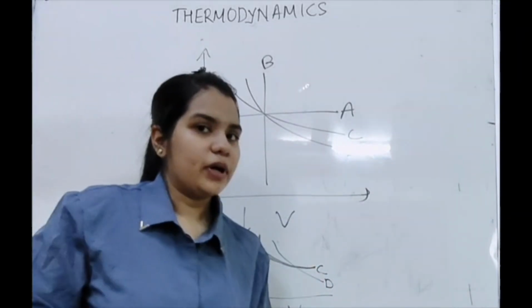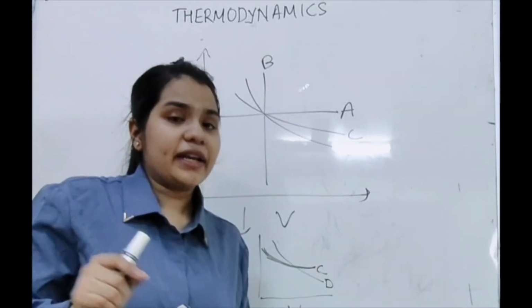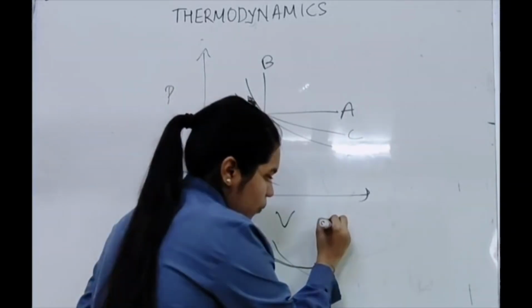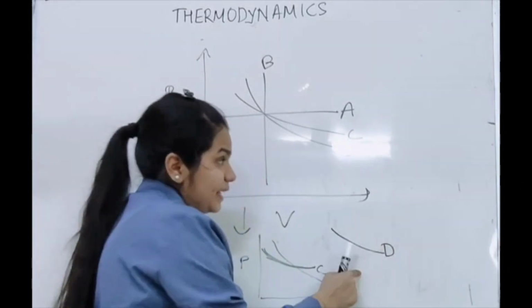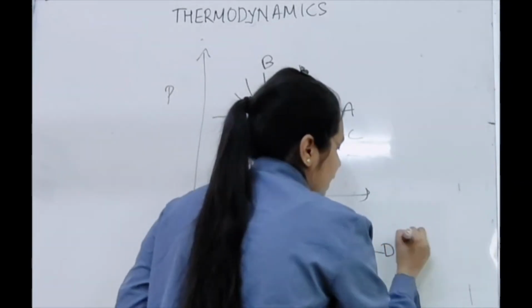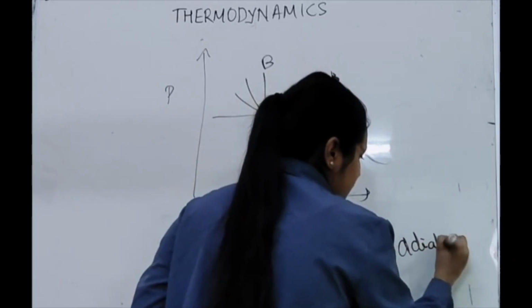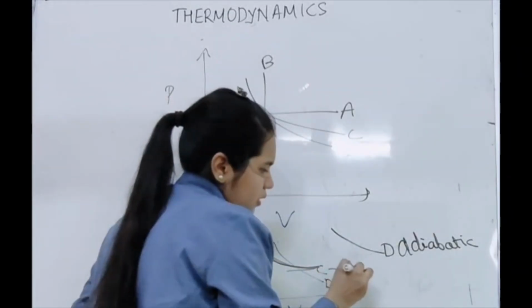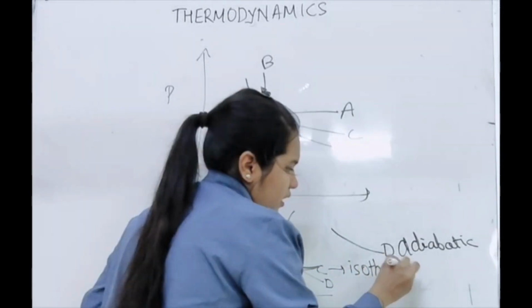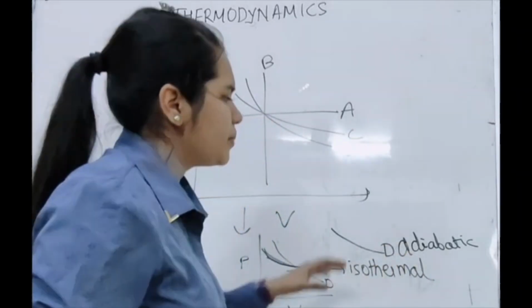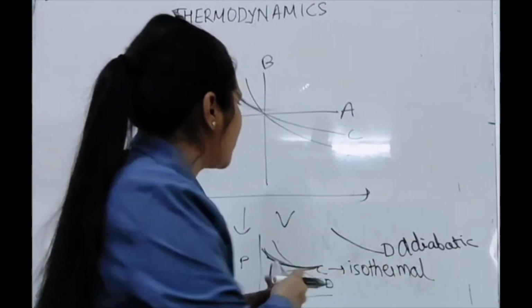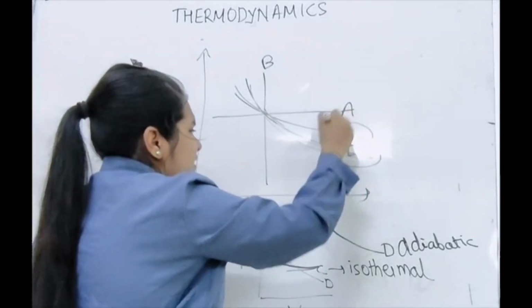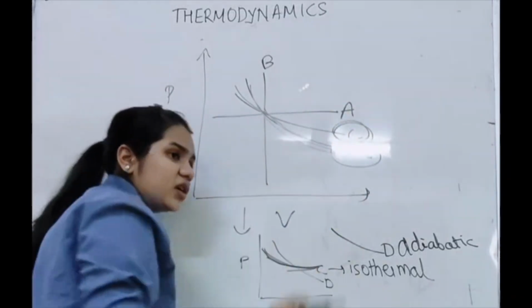Always remember, in a PV graph, adiabatic will be the steepest one. In this graph, the steepest one is D. What is D? D is adiabatic, and C is the isothermal. There will be a lot of confusion between adiabatic and isothermal, so just remember this: the steeper one will be adiabatic. The less steep one, compared to adiabatic, is isothermal.